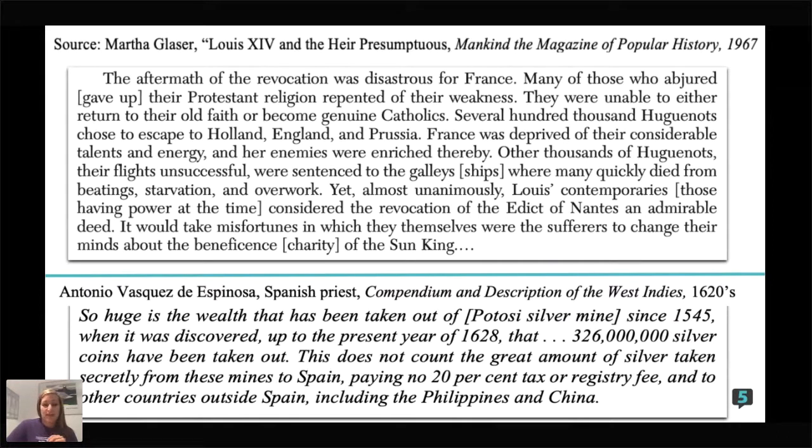So good job identifying those primary and secondary sources, even though I had a Freudian slip, of course. The bottom one is the primary source written at the time of the event, and the top one was the secondary source.